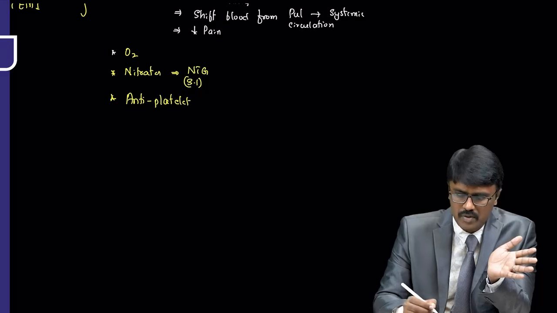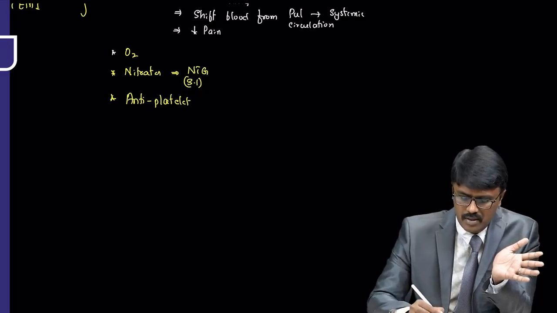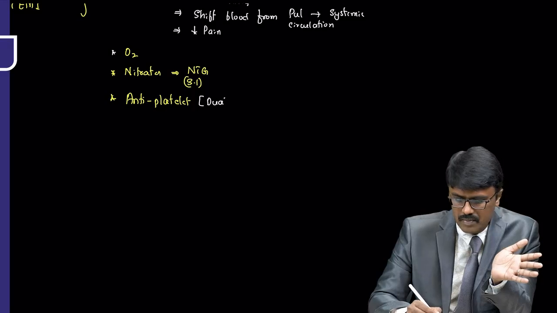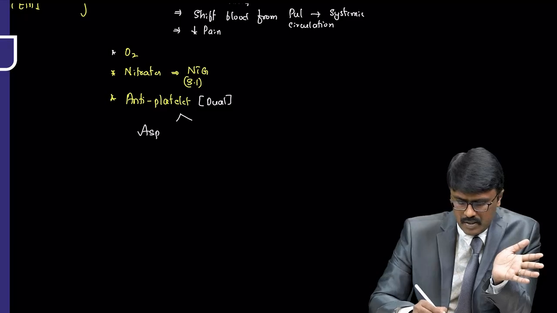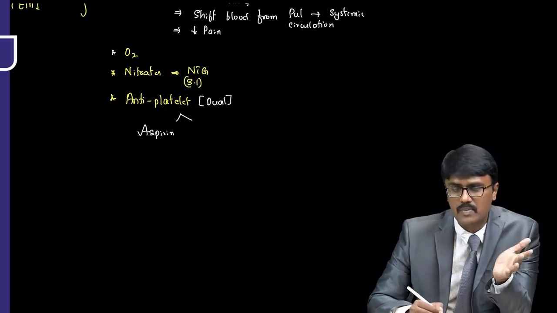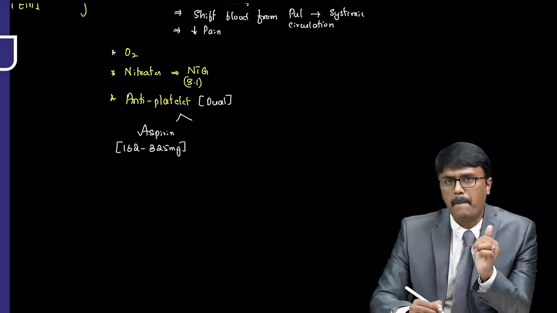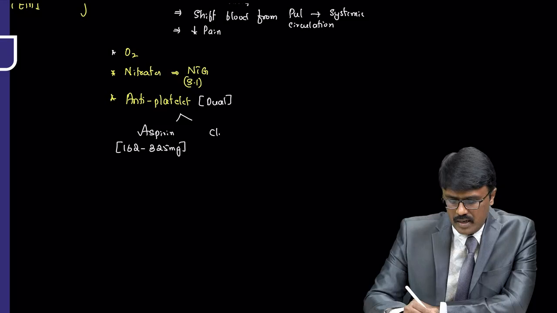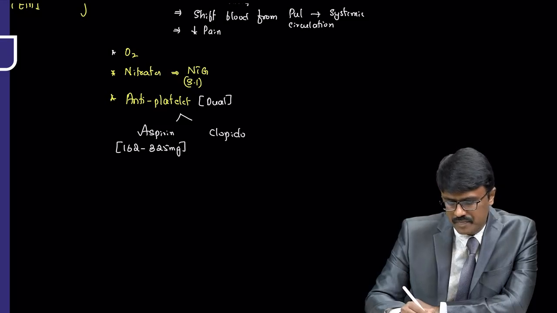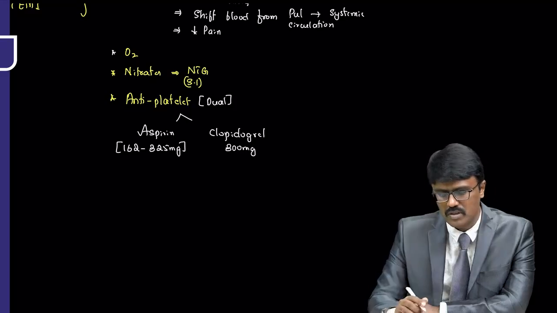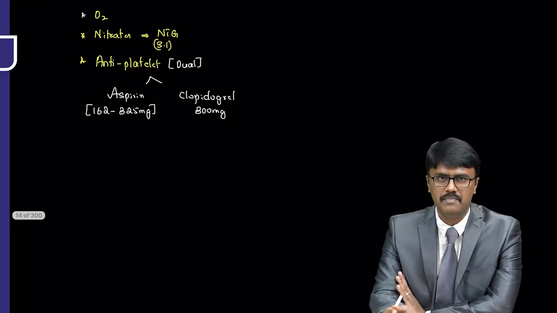Antiplatelet. What we use is not a single therapy, we use dual antiplatelet therapy. One is aspirin, a low dose aspirin, between 162 to 350, so 325 milligram. To that we can add clopidogrel. The loading dose of clopidogrel will be 300 milligram. This is the commonly used combination.